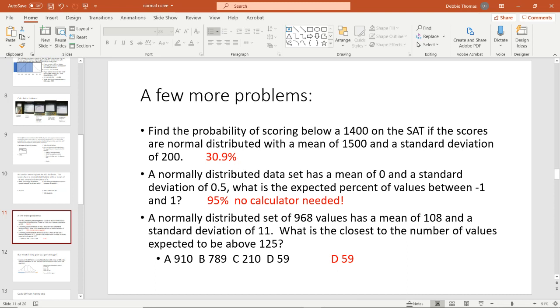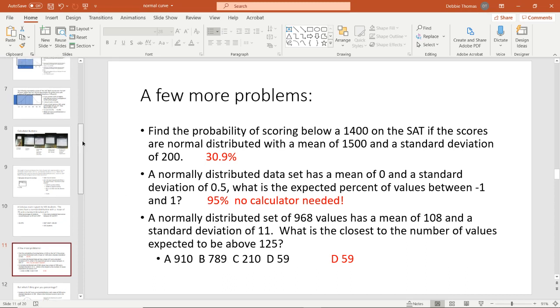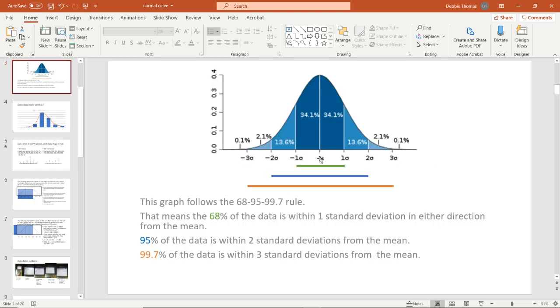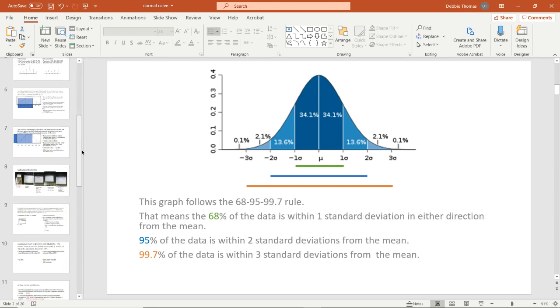All right, next problem. A normally distributed set has a mean of 0, standard deviation of 0.5. What is the expected value between -1 and +1? This time we do not need a calculator. I'm going to go back to a graph. Here's my mean of 0. This is -1. This is -0.5. I'm sorry, this is -1. +0.5. +1. So I'm within 2 deviations. By my rule, then, I'm at 95%.